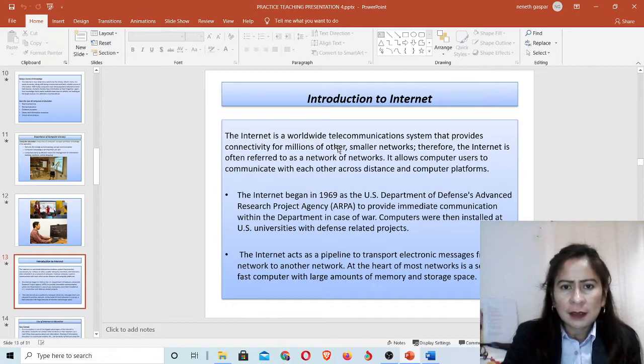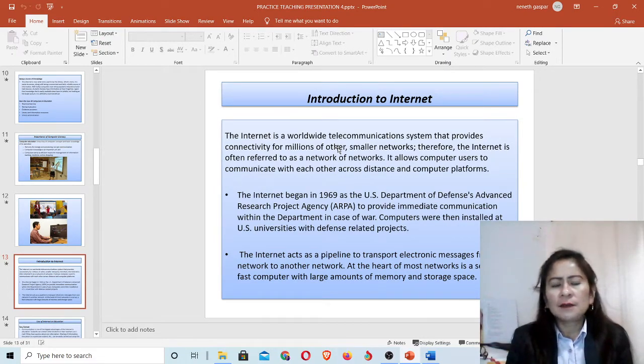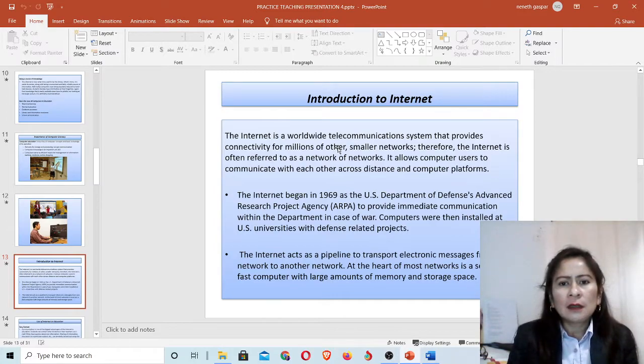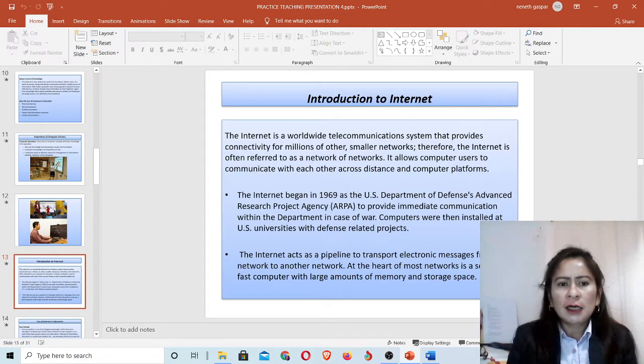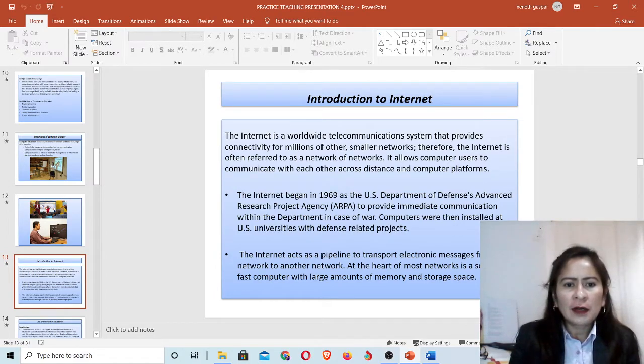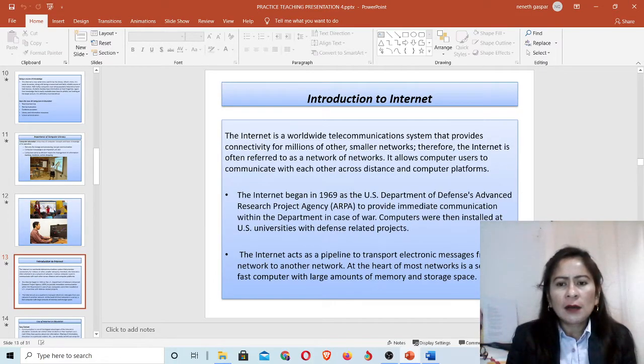Okay, so next, introduction to the internet. What is the introduction to the internet? The internet is a worldwide telecommunication system that provides connectivity for millions of smaller networks. Therefore, the internet is often referred to as a network of networks. It allows computer users to communicate with each other across distance and computer platforms.